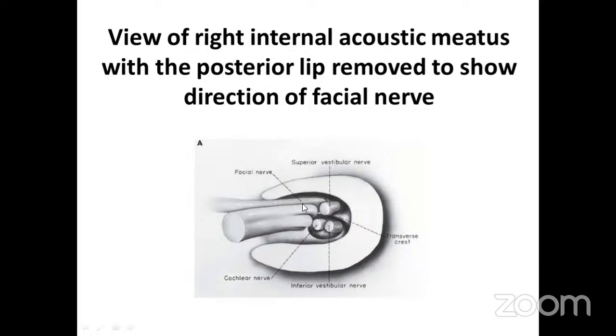So the anterior part of the superior compartment consists of the facial nerve, and the posterior part consists of the superior vestibular nerve. And again, if we see the inferior compartment, it consists of two nerves. Anteriorly, there is the cochlear nerve, and posteriorly, there is the inferior vestibular nerve.